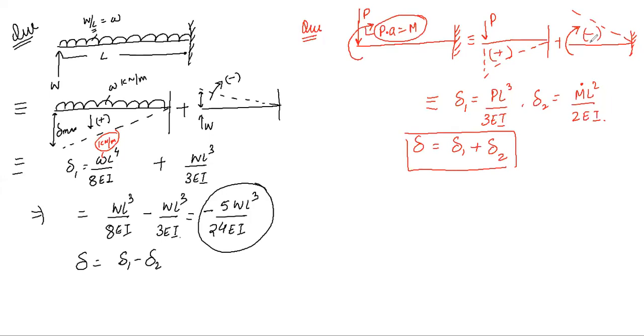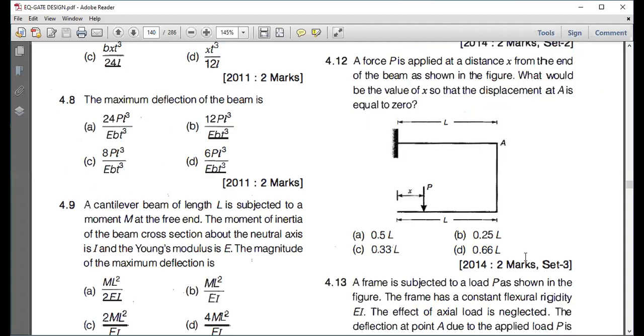Class? So these are very simple and easy examples. On the basis of this, let's solve one of the GATE questions, right? I'm going to solve this question number 4.12. Okay? Let's see this condition.